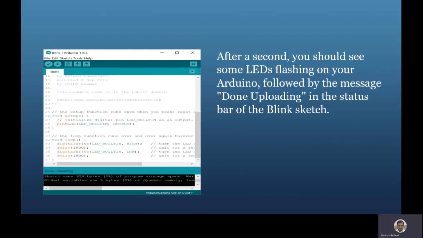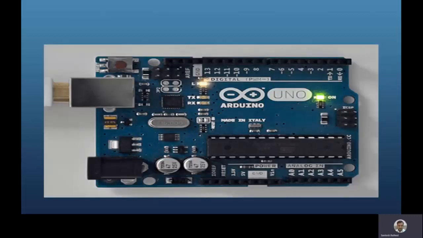After a second, you should see some LED flashing on your Arduino, followed by the message Done uploading. After the compilation is done successfully and it runs, you can see in the black window at the bottom that it says done uploading, and in the status bar of the Blink sketch. You can see the LED blinking on your Arduino board. Here I couldn't cover the entire simulation of the Arduino, but we can go through how it would actually work with the help of a simulator.